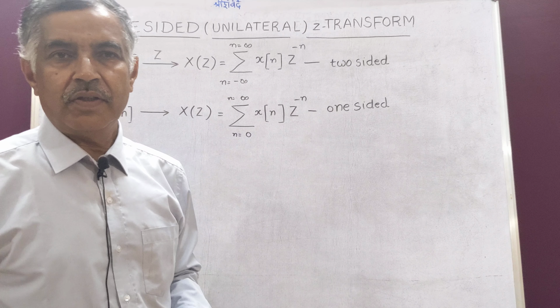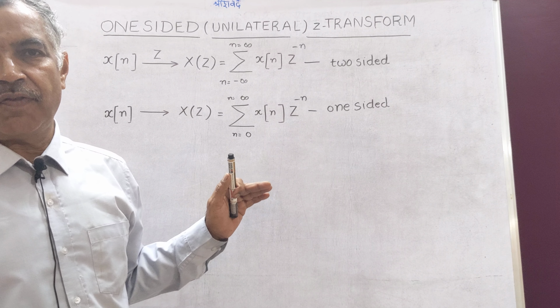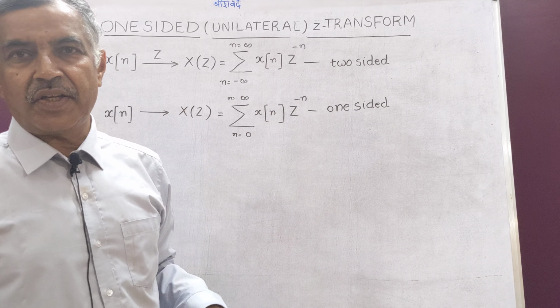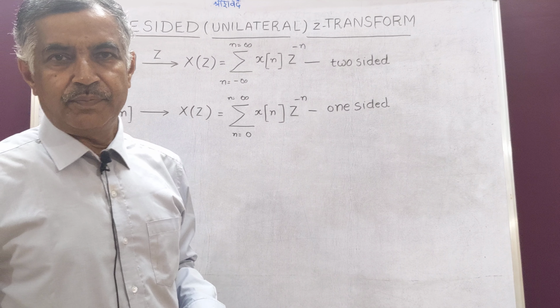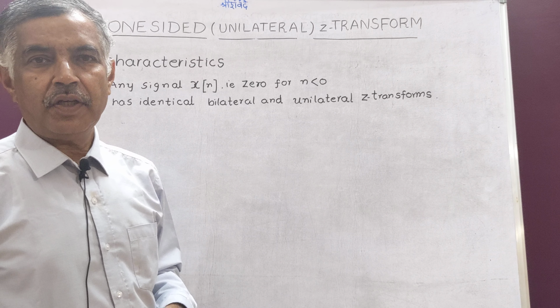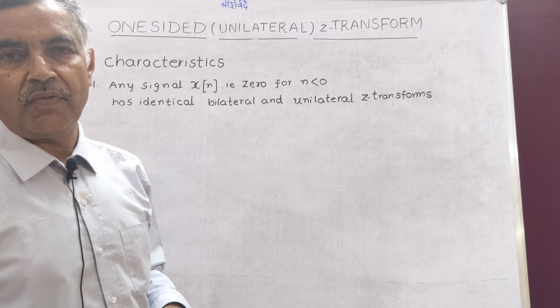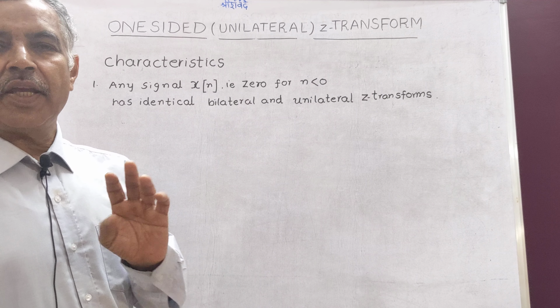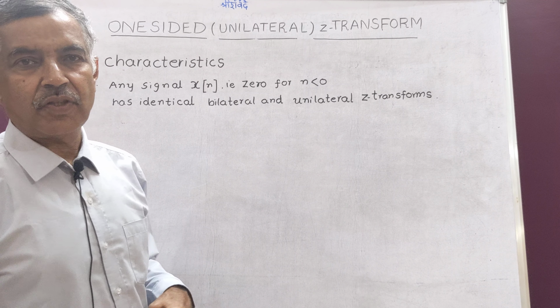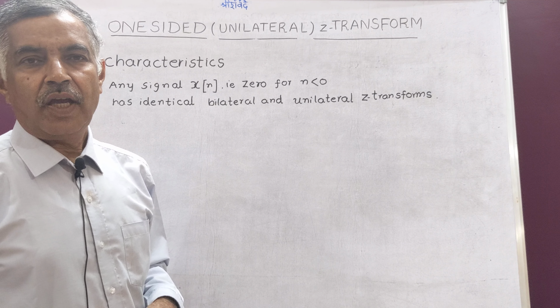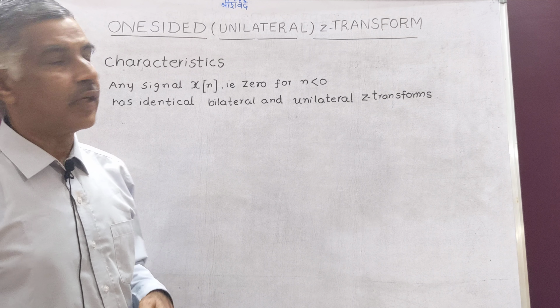Now we shall consider the characteristics of the unilateral Z transform one by one. There are three important characteristics of unilateral Z transforms. I will take these up one by one.